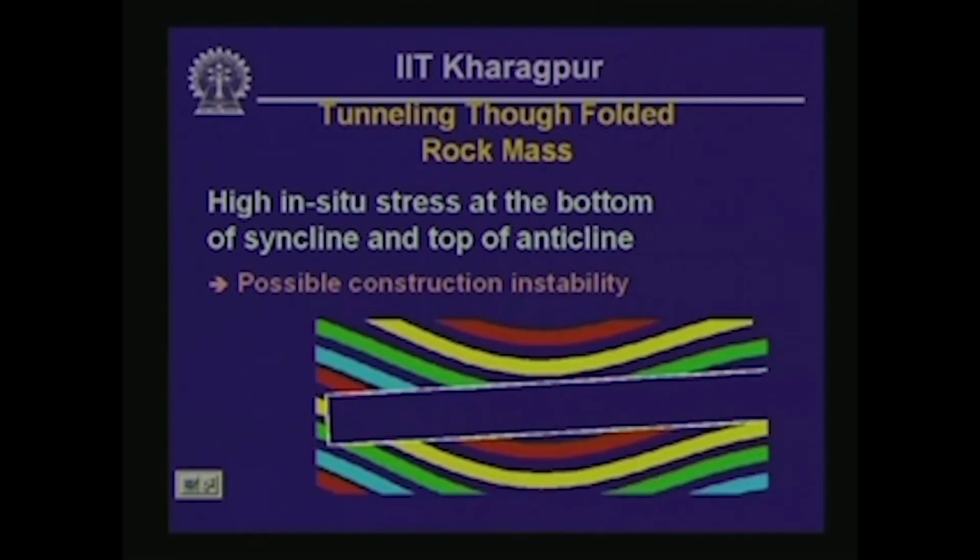You could have a similar problem in the case of a syncline fold. Here, as we have discussed, the vertical stress near the bottom of the fold is going to be the largest, and that is true for each one of the layers that we are seeing on this slide. So, these localized increased values of stress will have to be considered when the tunnel alignment is decided and the stability issues of the tunnel wall are addressed.